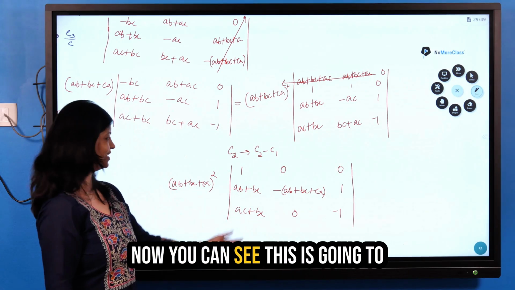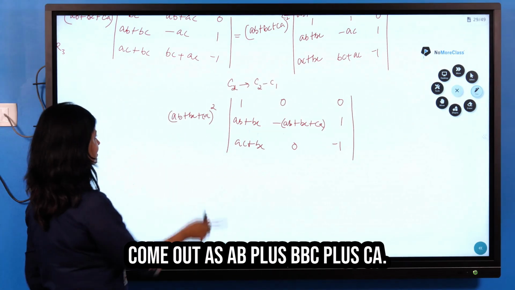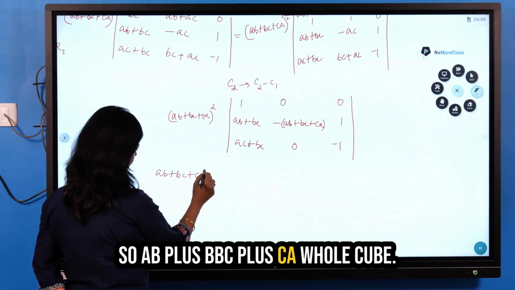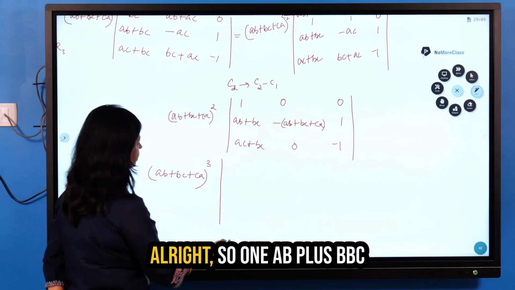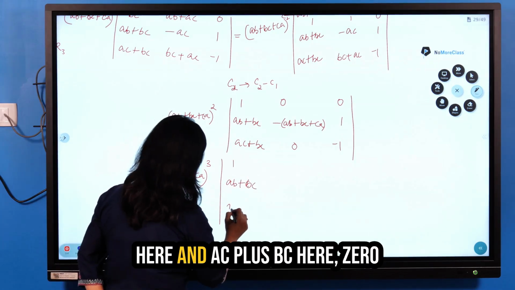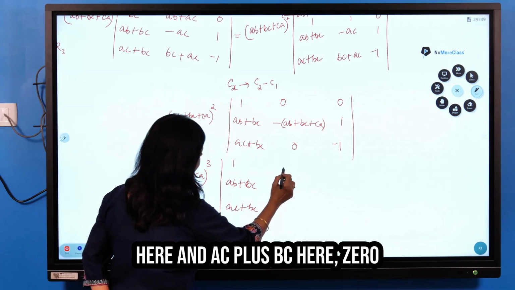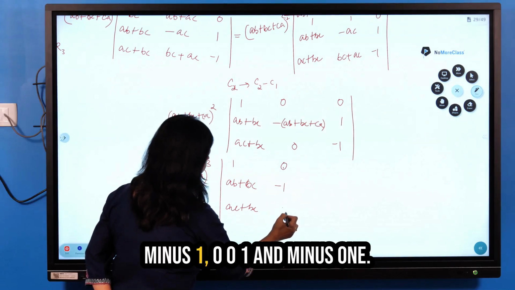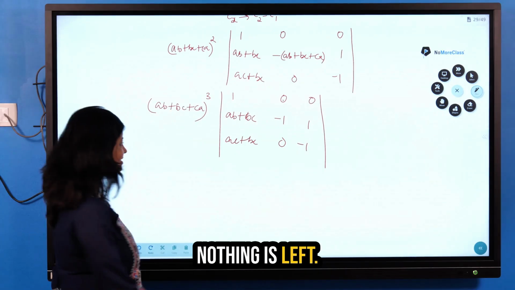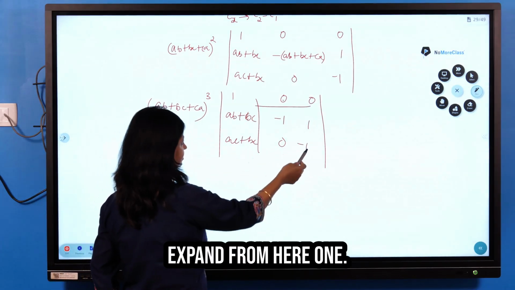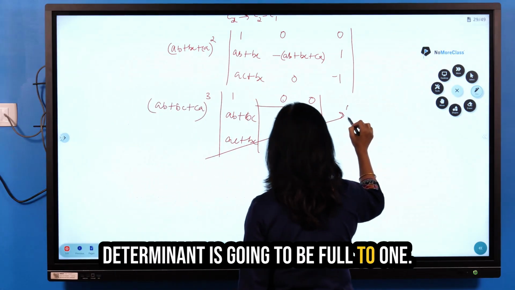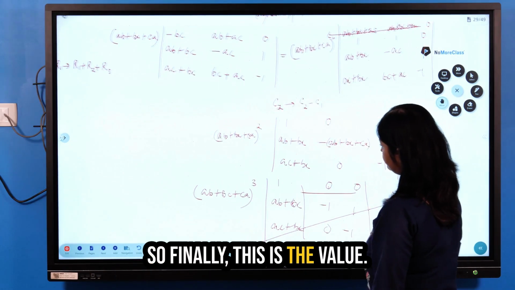Now you can see this is going to come out as AB plus BC plus CA. So AB plus BC plus CA whole cube. All right. So 1, AB plus BC here, and AC plus BC here, 0, minus 1, 0, 0, 1, and minus 1. After that nothing is left. Expand from here, 1. So this whole determinant is going to be equal to 1. So finally, this is the value.